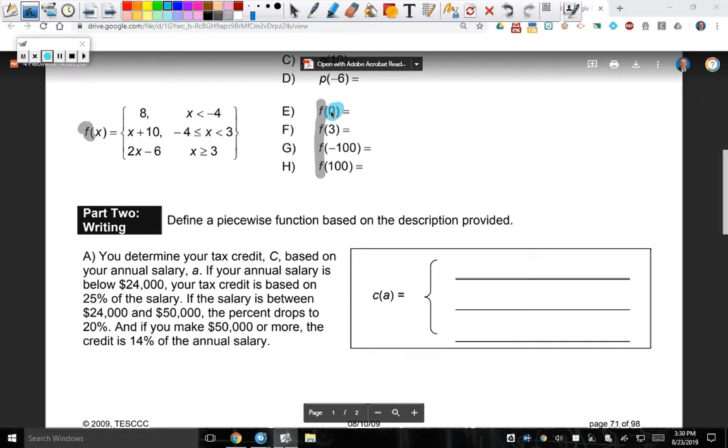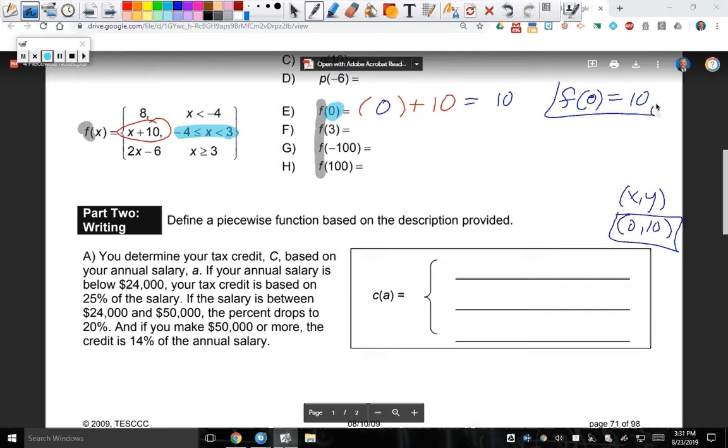The second one. Nice. 0 belongs between -4 and 3. So that tells us we're going to use this equation right here. What are we going to plug in? 0. What do we get? 10. So f of 0 is 10. You learned this way back when in Algebra 1 as 0, 10 as a point. But this is Algebra 2. We're notating it like this. Okay?